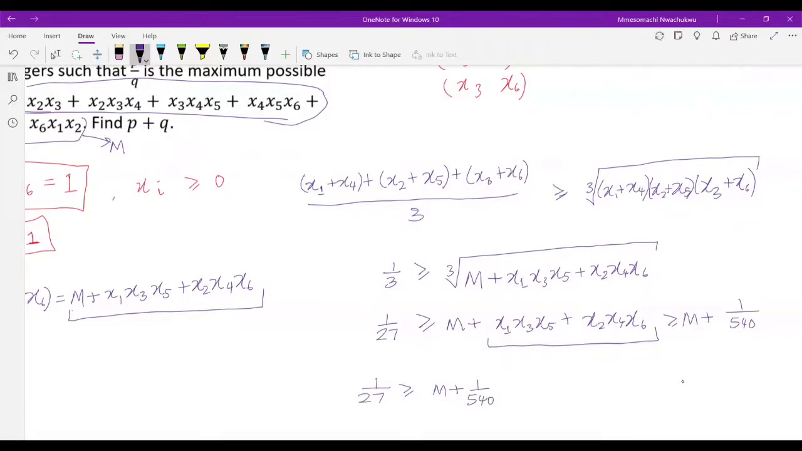So this becomes 20 over 540 minus 1 over 540 greater than or equal to M, which implies 19 over 540 is greater than or equal to M. We see that this is already in lowest terms. So P over Q is equal to 19 over 540, and P plus Q is going to be 559. So this is the answer.